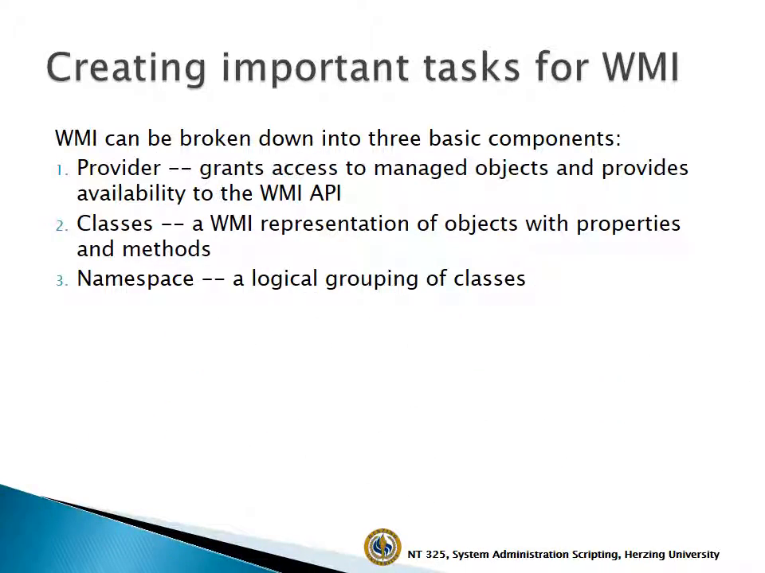Now let's move on to looking at creating important tasks for WMI. WMI can be broken down into three basic components. First component, provider. This grants access to managed objects and provides availability to the WMI API. Second component would be classes. This is a WMI representation of objects with properties and methods. Thirdly, we have namespace, which is a logical grouping of classes.